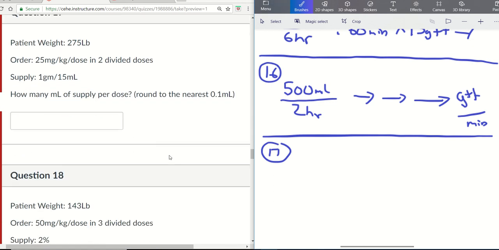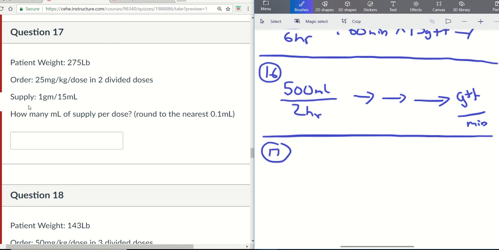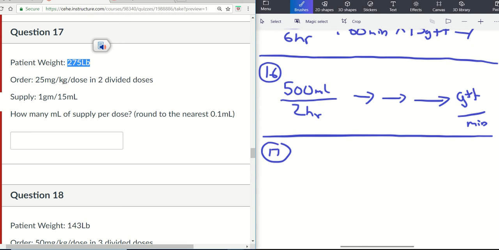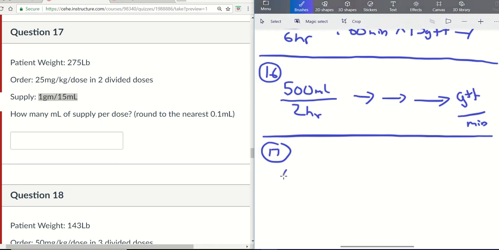All right, we got weight dependent dosing. So 3 steps. So first we got to change weight to kilos, multiply the weight by the order per day, divide by doses, and then order and supply. So let's get started. 275 divided by 2.2. How many do you guys get? 125 kgs. So that's going to be your starting point for B.